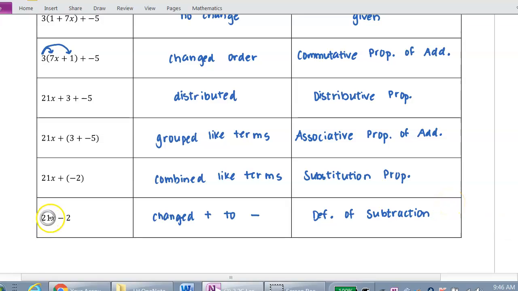And remember, we can't simplify any farther because these are not like terms, so we have to keep them separate. So that is the end of lesson 3.2c. Nothing really new here, just some review of the properties.